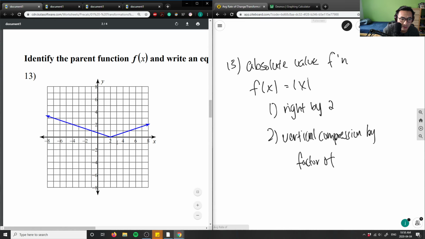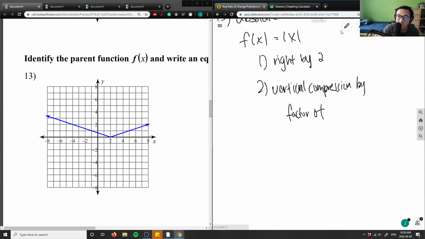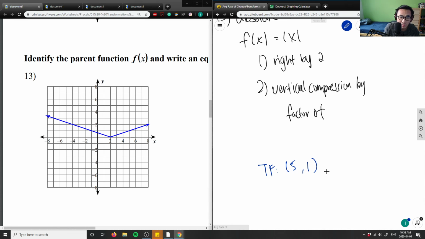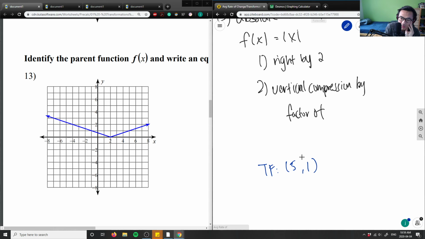Let me take my point here, which was 1, 1 for root x, and that does not help. Let me take this point here. This is for my transformed function. I'm going to call the transformed function t. So my transformed function, this here is 5, 1, right? Yeah, 5 and 1, and my parent function before, at this point, would have been only 1.